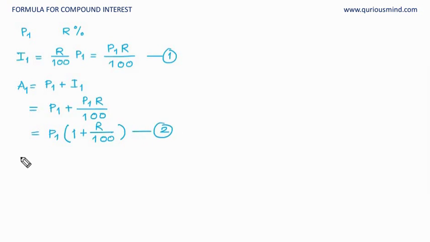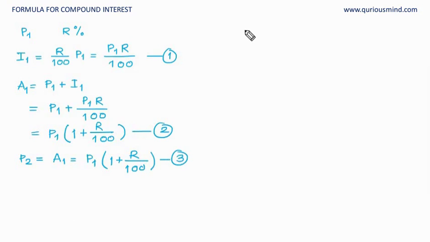And we know P2, for compound interest, the principal for the second year is same as A1, which means that is same as P1 into 1 plus R upon 100. That would be our equation 3.